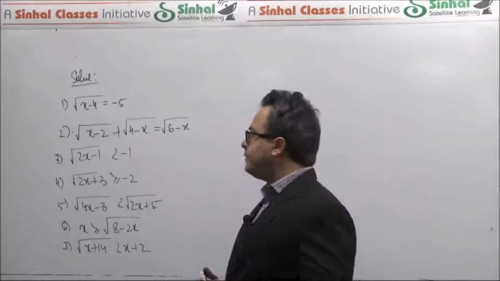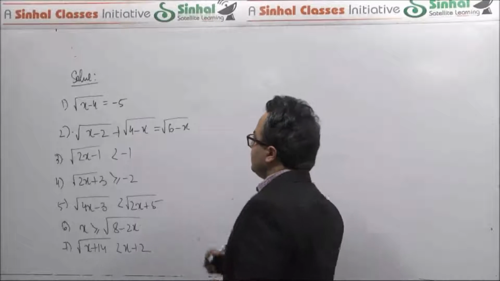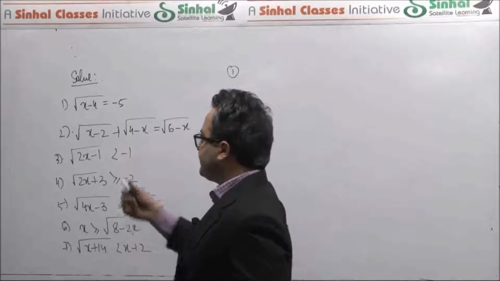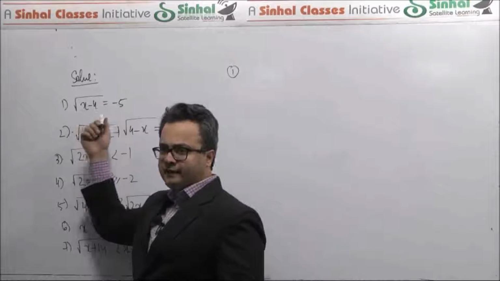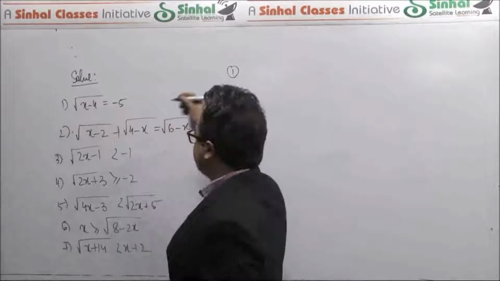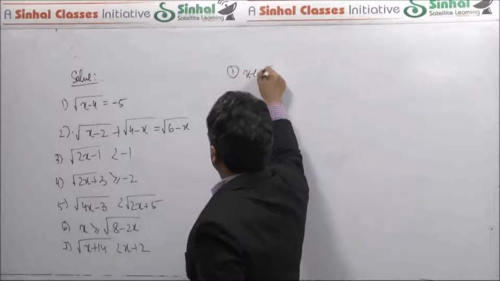Right, so let's look at these problems. In the first problem, again, we can straight away say that the answer is a null set, because square root of some expression equal to -5 cannot be possible, because by definition it should have been greater than or equal to 0. So the first answer should definitely be a null set.